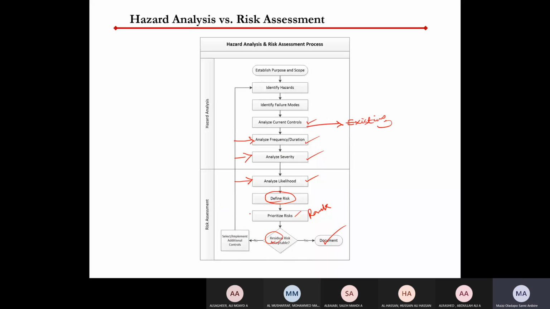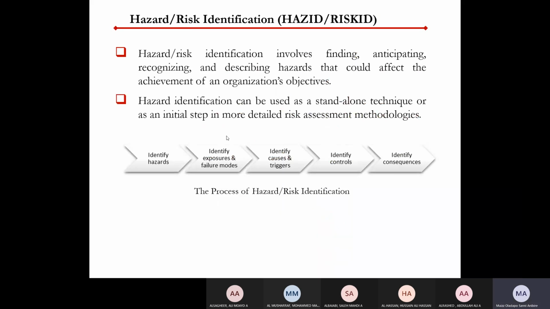All right. So you can see the difference between the hazard analysis phase and the risk assessment phase. So hazard and risk identification involves finding. That's the first thing you have to do. You have to first of all search for various types of hazards. You have to anticipate some of them, recognize, and describe them. All hazards that could affect the achievement of an organization's objectives. Okay, we keep using the word objectives here because this is a more general term for risk assessment. All right.